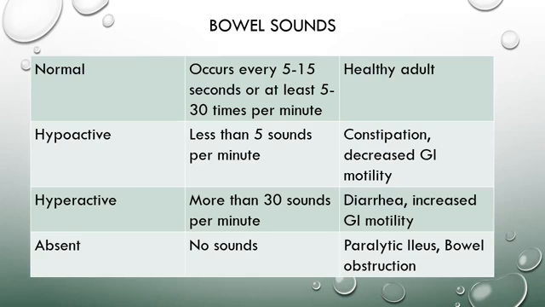Okay, so with hypoactive, we know hypo is below, right? So that's less than 5 sounds per minute. When we're hearing less than 5 sounds per minute, we're thinking this could be constipation, decreased GI motility. That's hypoactive. When we're listening to hyperactive, because we know hyper means above, we're hearing more than 30 sounds per minute. So we're expecting diarrhea, increased GI motility, just discomfort all around.